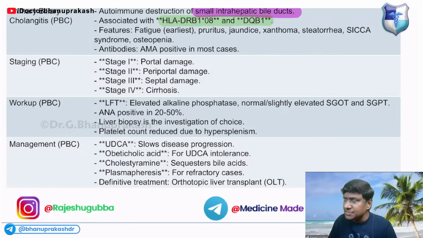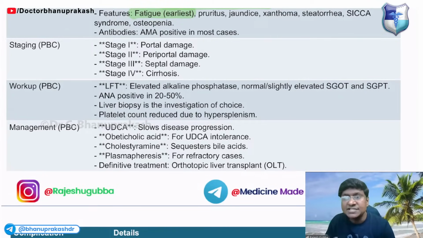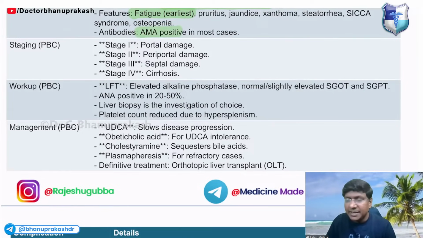What will be the clinical manifestations? The liver is damaged, so metabolism does not occur, ATP synthesis does not occur. Thereby, these patients have fatigue. That is the earliest manifestation. And I have said it is an autoimmune condition. So what should be the antibody? The antibody will be anti-mitochondrial antibody, right?